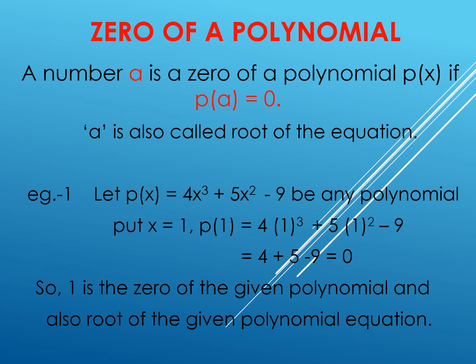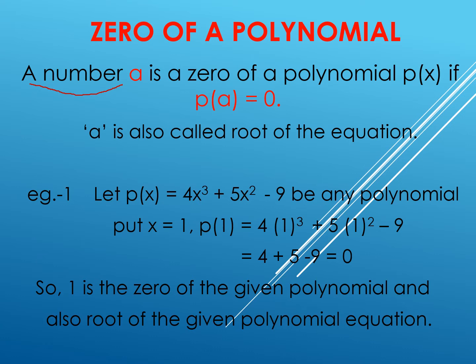We know polynomials are algebraic expressions made up of constants and variables raised to the power of whole numbers. So what is the zero of a polynomial? Here we have written: a number a is the zero of a polynomial p(x) if p(a) is equal to 0.